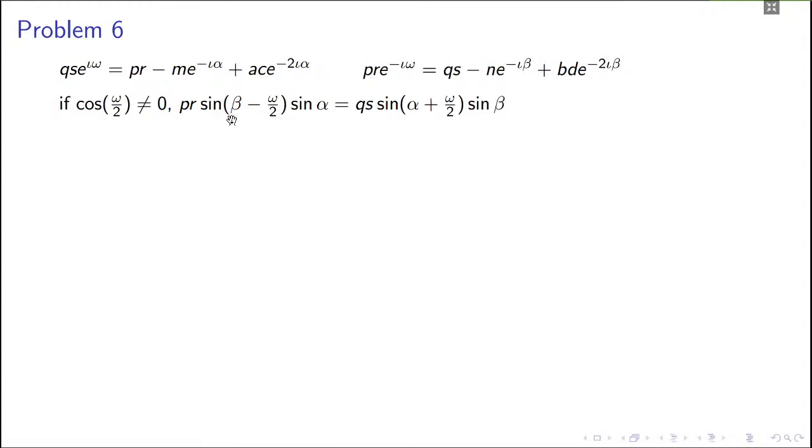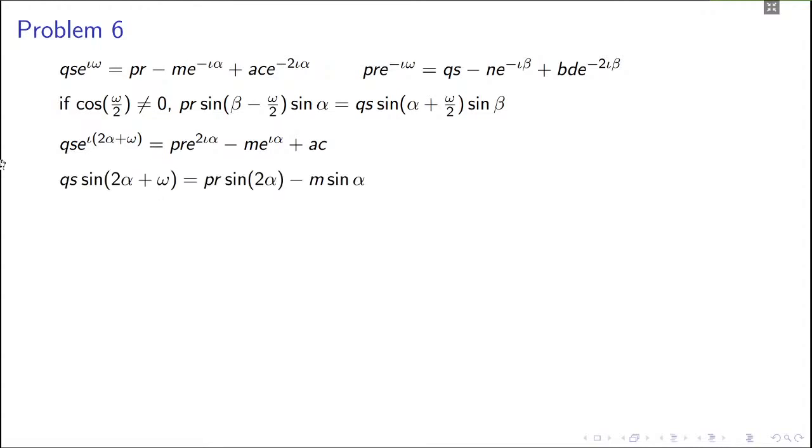Yeah, okay, so I would like to remove these ACBD terms. I've already used them, and I would like to see what I get if I have m and n. So I multiply this with e to the power 2i alpha, and I again take the imaginary part. For this equation I get this, and I take the imaginary part, so I have all the sine terms here.